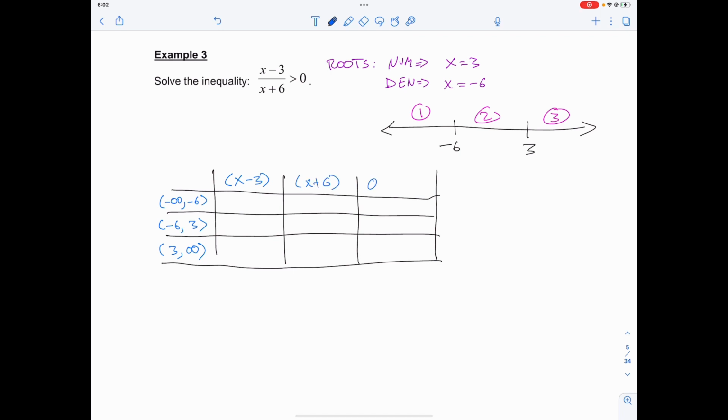And in this case, I'm solving for a quotient, which works the same way as a product. A negative times a negative is a positive. A negative divided by a negative is a positive. Works the same way.